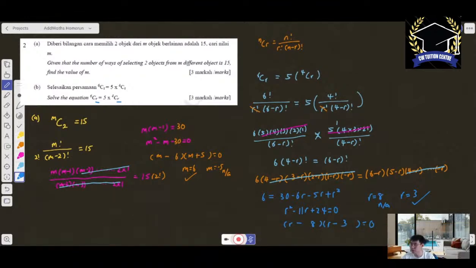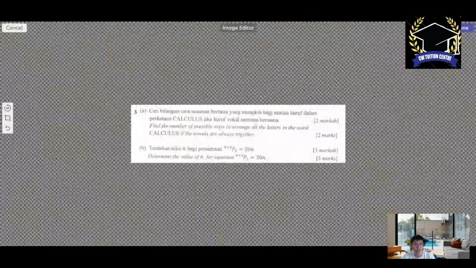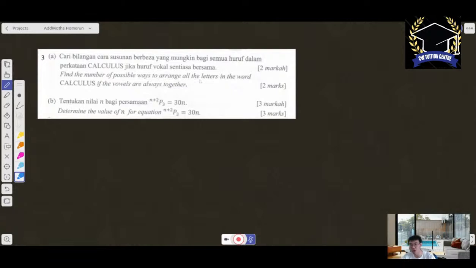So that's question number 2. Question number 3. Find the number of possible ways to arrange all the letters if the vowels are together. This is very, very important. When we say the vowels are together, the vowels are A, U, U. In this case, you need to make sure that you apply the formula like this.